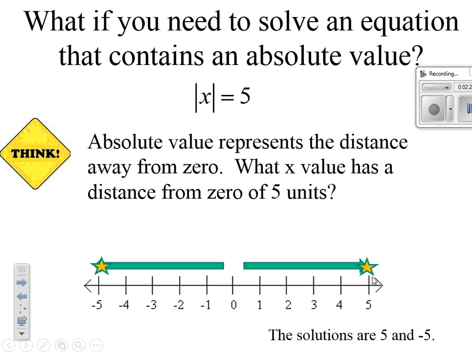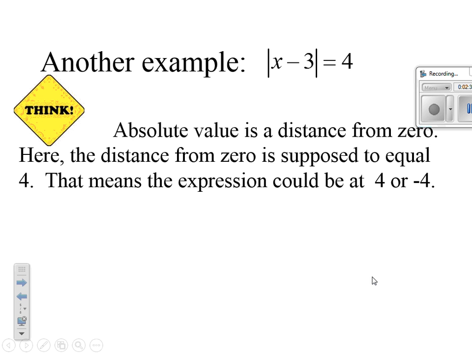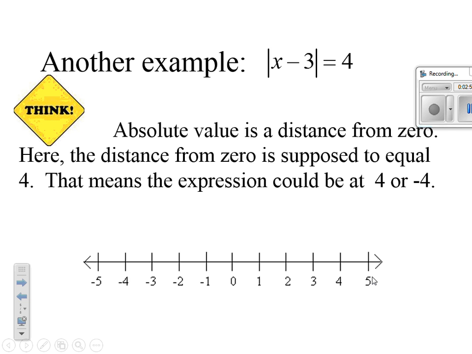Okay, let's take a look at another one. You don't need to write this down again, but again, let's talk about what this means. So what does this say? This says the absolute value of x - 3 is equal to 4. Well, what does that mean? It means the distance from 0 is supposed to be equal to 4. So the expression needs to be 4 units away from 0. So 4 and -4.